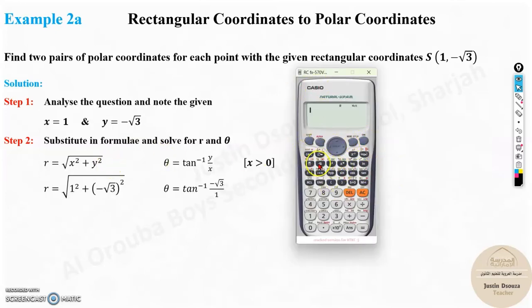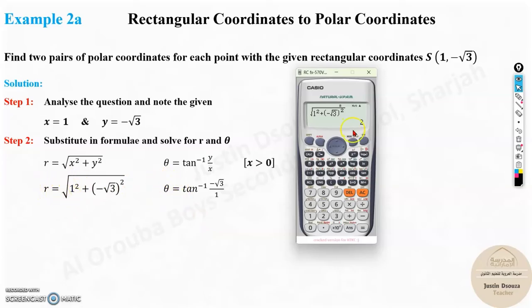So it is square root of x square, which is 1 square, plus, whenever you have a negative, please use the brackets. It will be much easier and you'll get the correct answer. So you close the bracket, square it. The answer is 2. Okay, our radius value or the distance is 2.